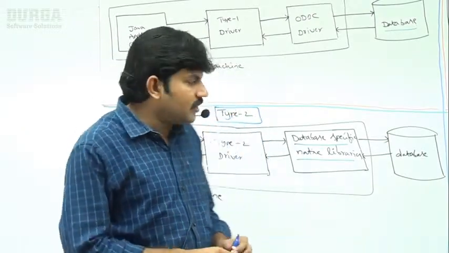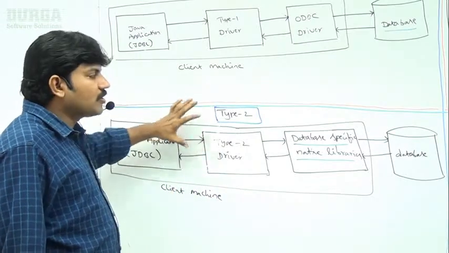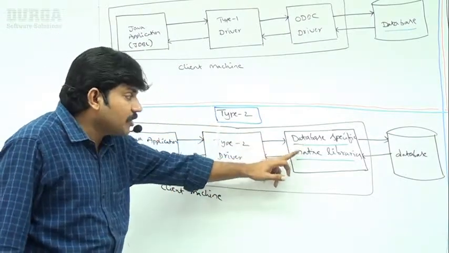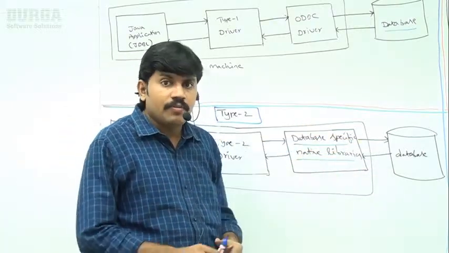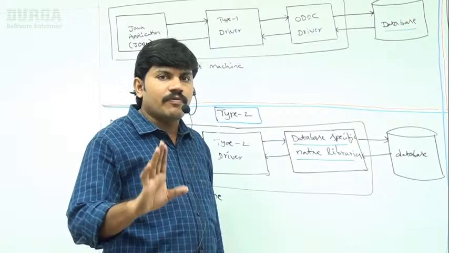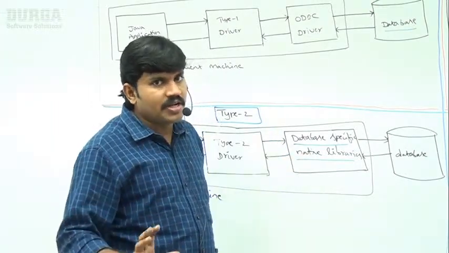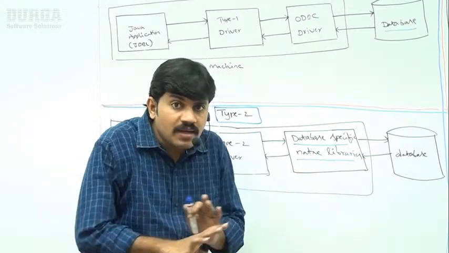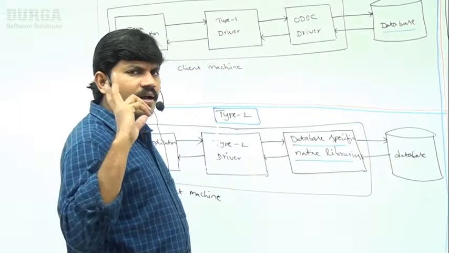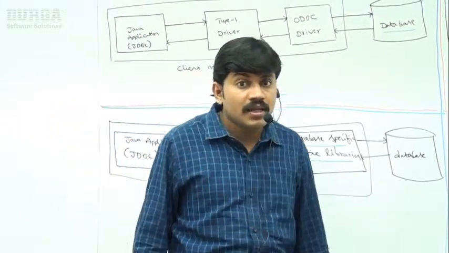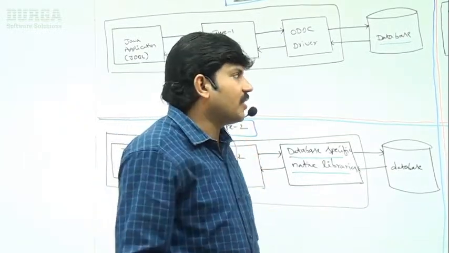Clear for all of it, sir? This is the diagram. Type 2 driver converts JDBC calls into database specific native library calls, which can be understood by the database. Relatively performance is good, but the problem is database dependent, platform dependent. That's why this driver is not at all recommended to use. Clear, right? Next, the next 2 drivers are highly recommended to use, either type 3 or type 4. What about their architecture diagrams?